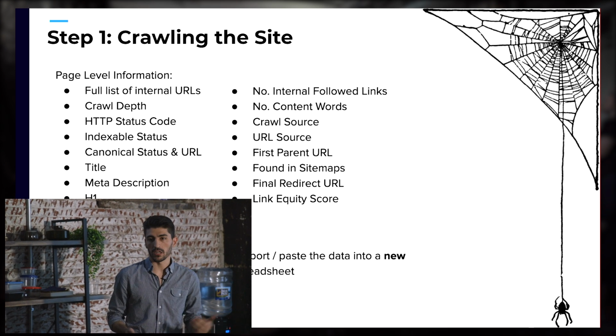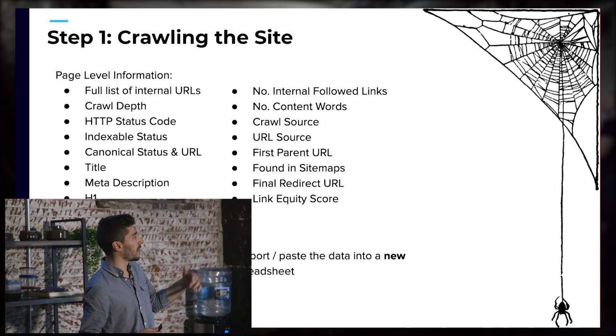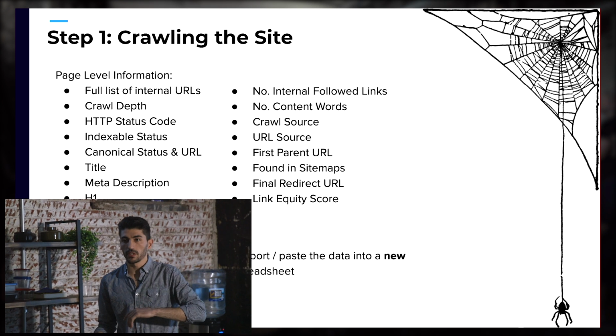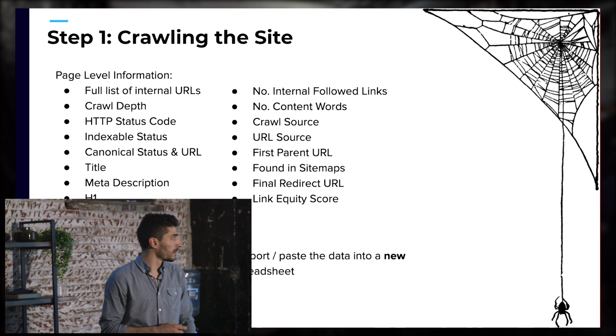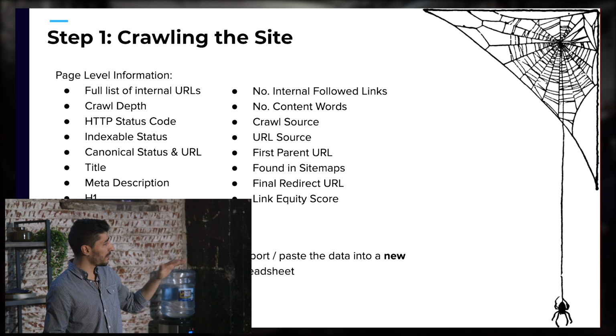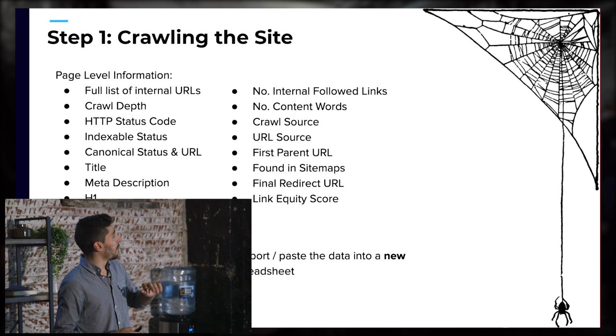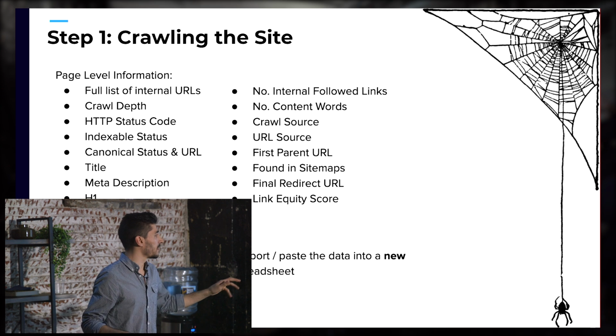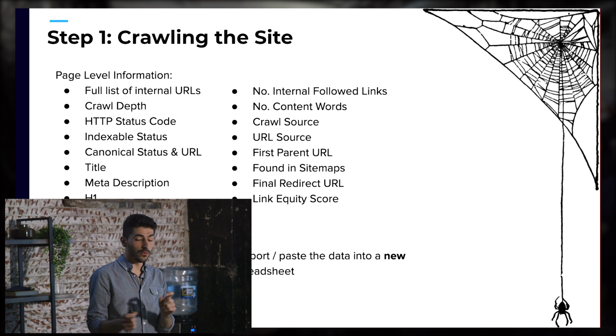You want to know how deep in the site architecture these URLs are found. You want to know the HTTP status code. Is it indexable? Is it not? Is the URL being redirected? Where is it being redirected to? All of this data is super useful. When you're exporting from your site crawler, you want to export CSV and import it or paste it into a new tab in a Google Sheet, and that's going to come in handy in just one second.